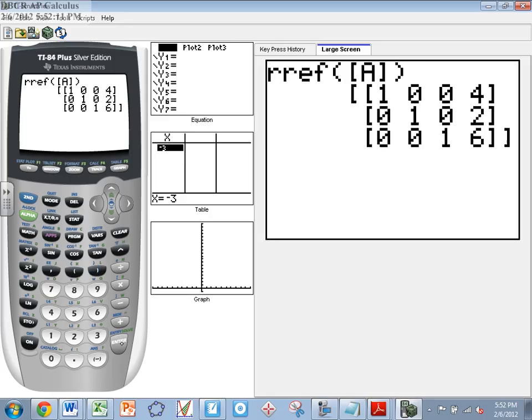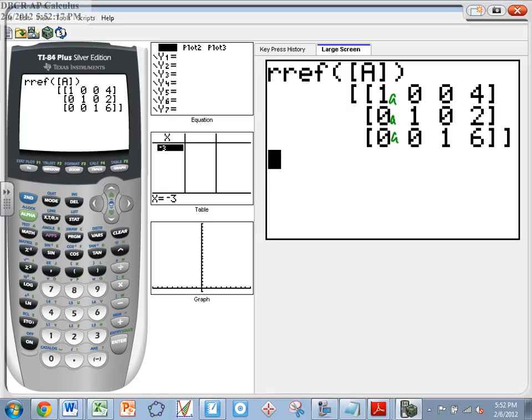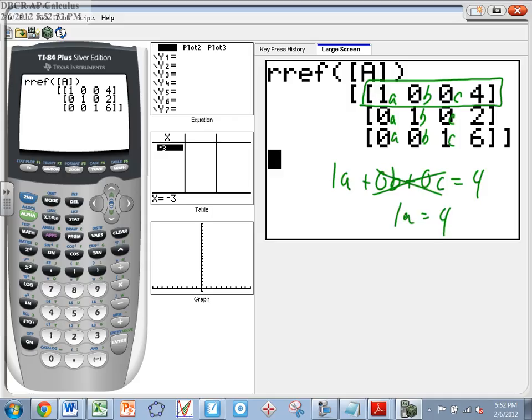It's exactly what we wanted to see. And if you remember, there's really A's here, B's, C's, and then these are my constants. So if I wrote the first row out as an equation, it would say 1A plus 0B plus 0C equals 4. Or, since these are zeros, they drop off. Or simply 1A is 4, which tells me again, A is 4.